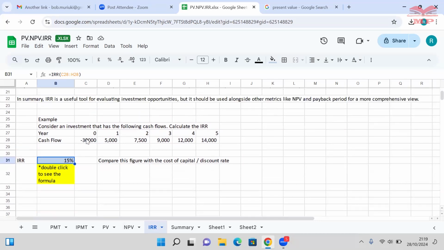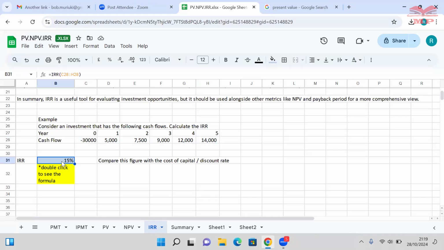If you look at this, we will literally just type equals IRR, and Excel will pick it as the function. Then the parameters that will go inside will be the values, including the initial investment. So in this case, we are highlighting everything. What goes here is C28 all the way up to H28, so C28 to H28. Okay, and it returns some percentage.